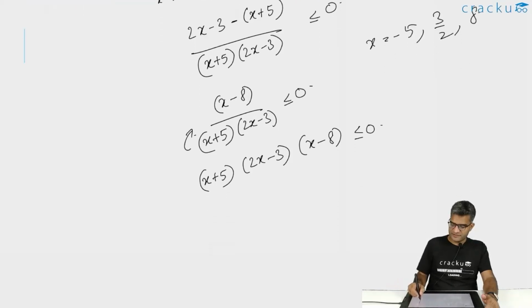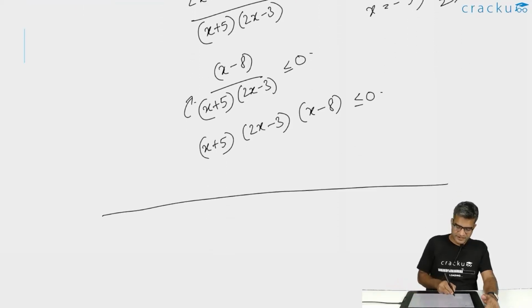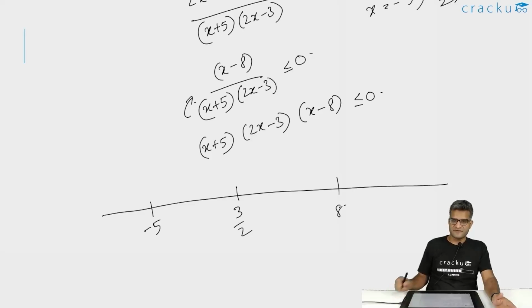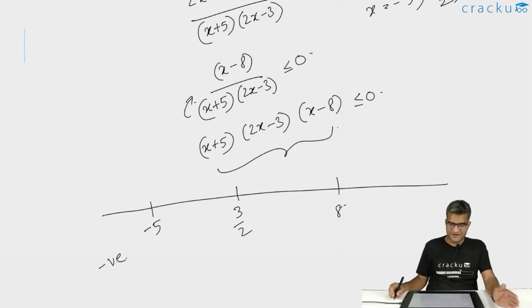So let us draw the number line, and this is minus 5, this is 3 by 2 and this is 8. If x is less than minus 5, all the three terms over here are negative, so overall the product is negative. If x lies between minus 5 and 3 by 2, only x plus 5 will be positive and the remaining 2 will be negative. So the overall product of two negative numbers will be positive.